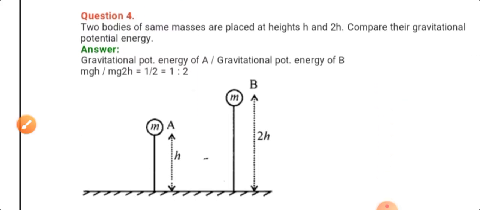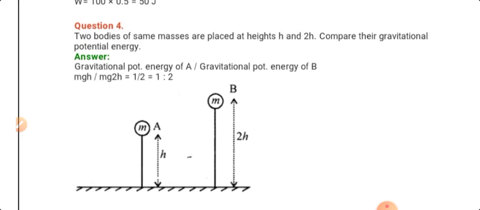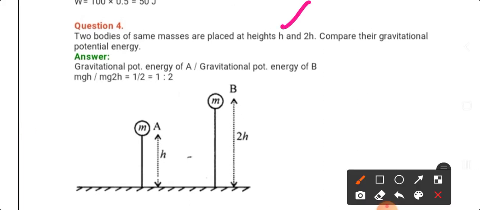Now when you come to question number 4, two bodies of same masses are placed at a height of h and 2h. Compare their gravitational potential energy. See here the question is for comparing. So as I told you earlier also, whenever you are having comparing questions, automatically you will be having two cases like this, isn't it? Two different heights are here. So maybe some other cases, maybe two different other quantities will be there.